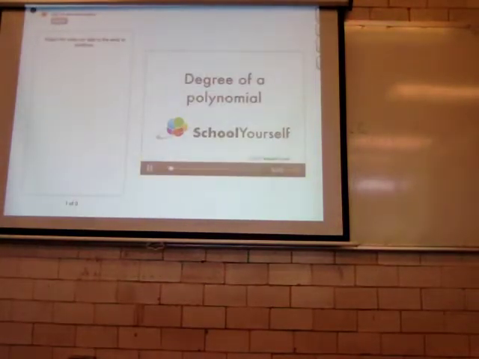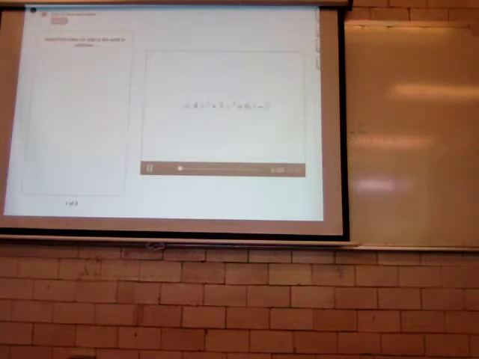The degree of a polynomial. Here's a polynomial. 4x to the 7th plus 3x cubed plus 6x minus 2. X is the input of this function, and y is the output. Let's also color all the coefficients green. First off, what are the powers of x for the different terms in this polynomial?